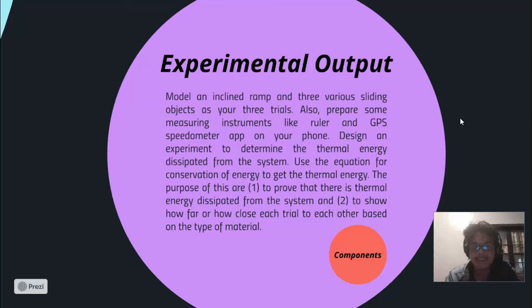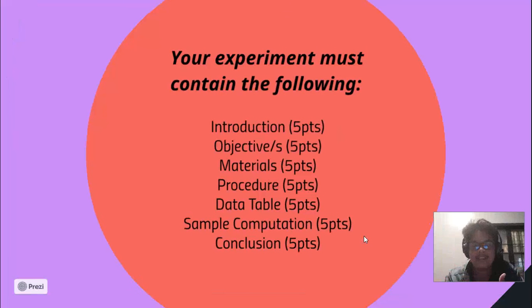So these are the components na kailangan makita ko doon. Your experiment must contain the following, a total of 35 points. The introduction must be 5 points. The objectives are 5 points. The materials, papakita nyo doon, 5 points. Also the procedure ng design nyo, 5 points. The data table, yung presentation of data, 5 points also. And the sample computations, 5 points, with a conclusion that is 5 points.